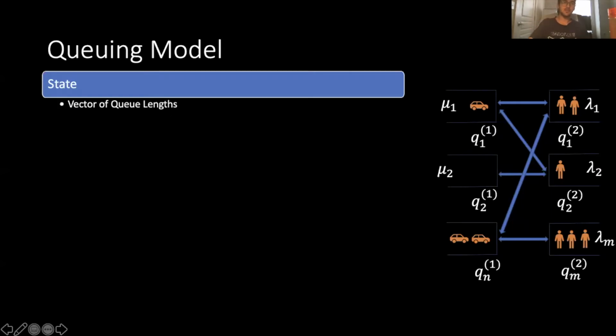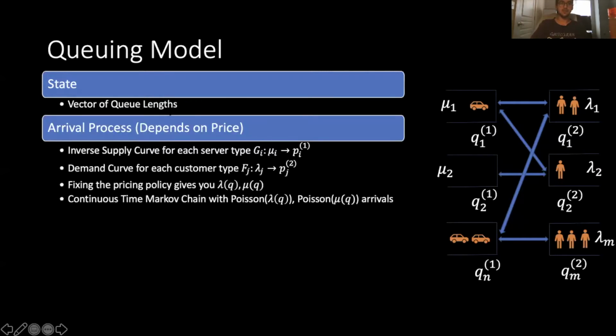The state of the system is the vector of the queue lengths for each type of customer and server. The arrival process, which depends on the price, is defined as follows. So in each time step, the system operator determines the price for each type of customer and server.